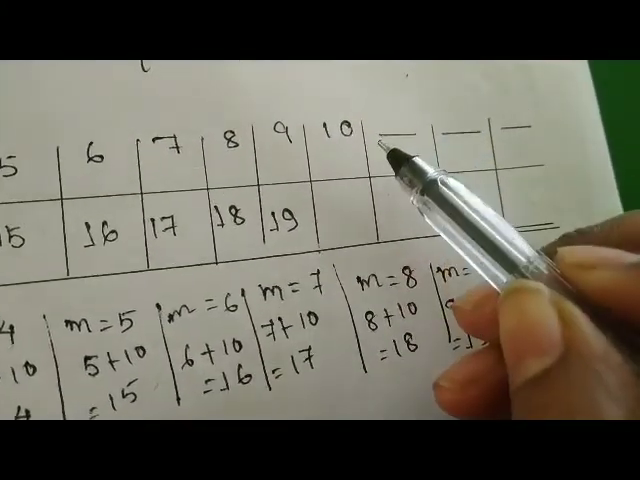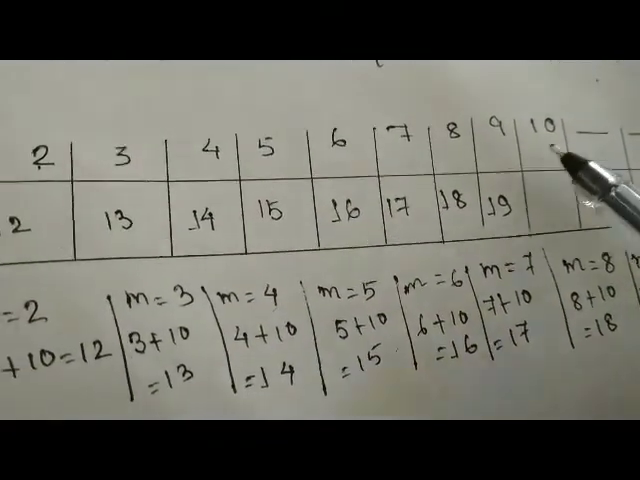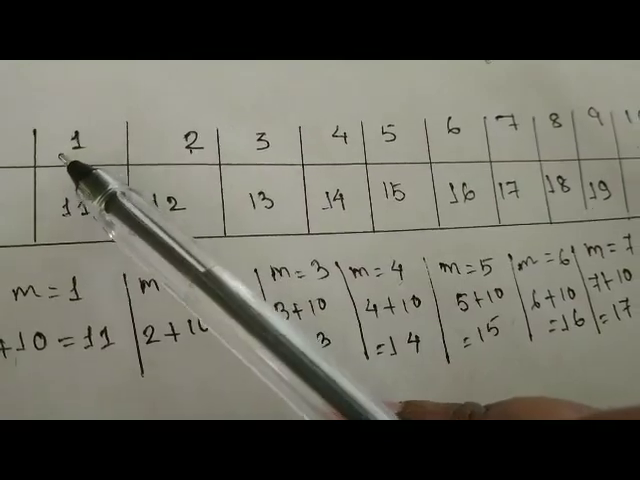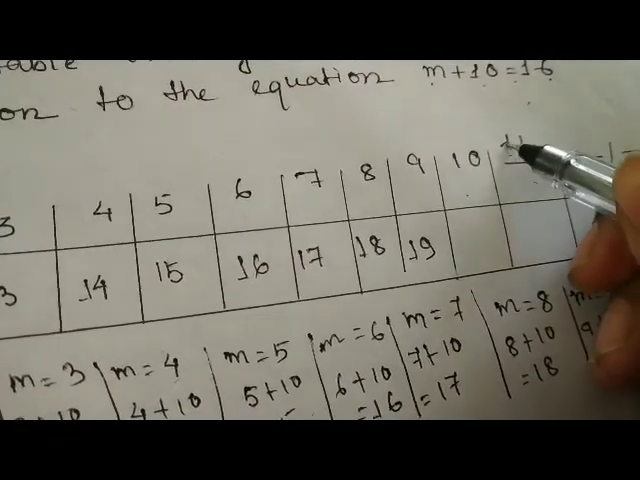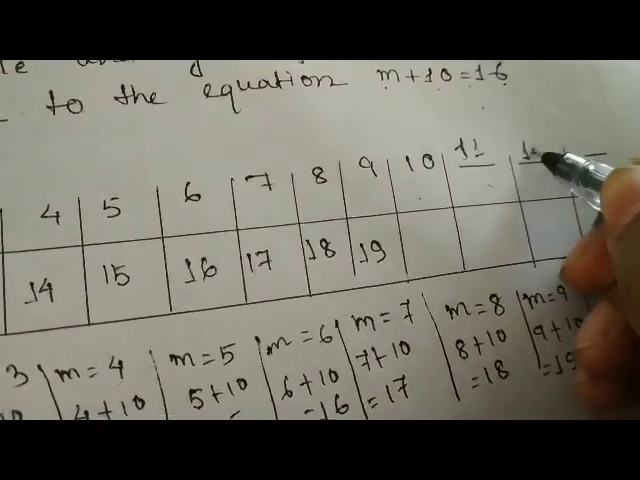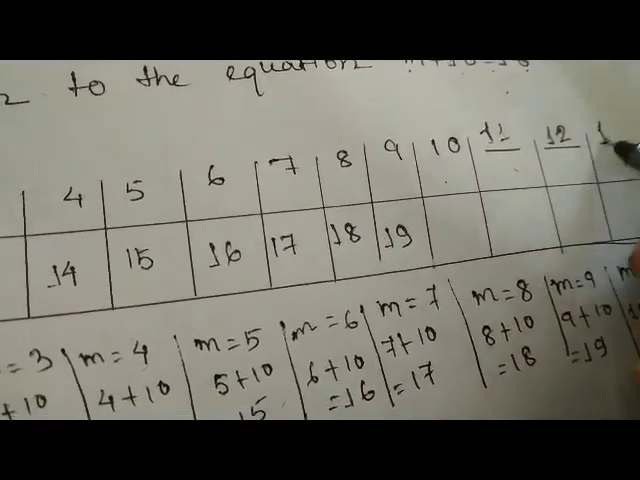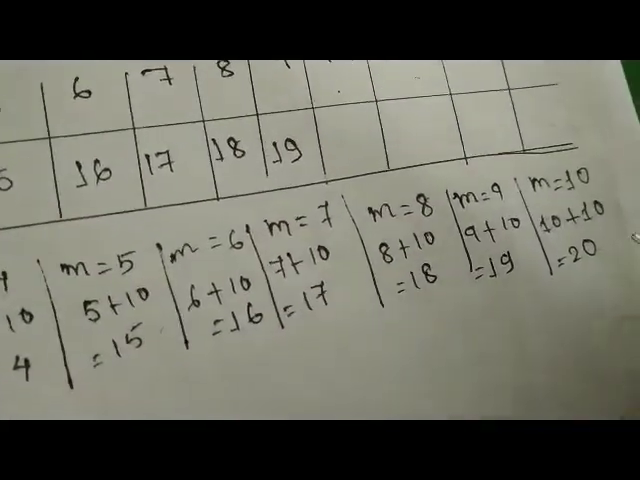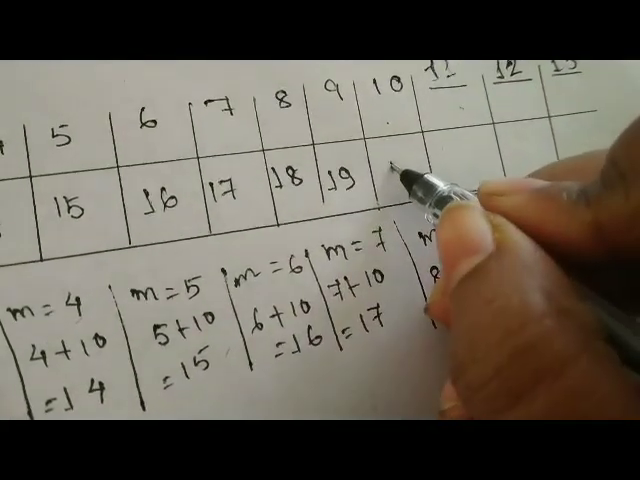Now here 3 more blanks are given. Since all the serial numbers are counting numbers, it has started from 1. So here after 10 we will write 11, 12 and then 13. Here we have got 20.